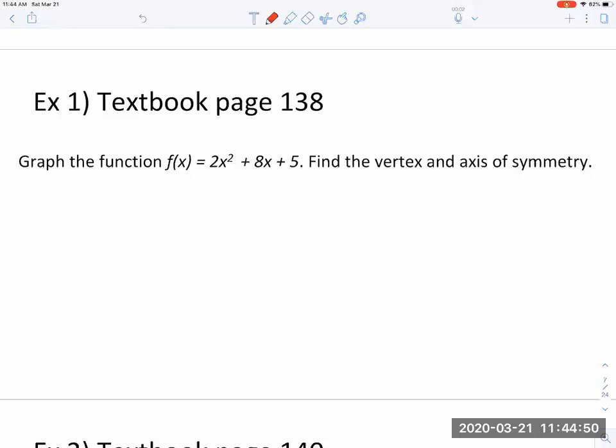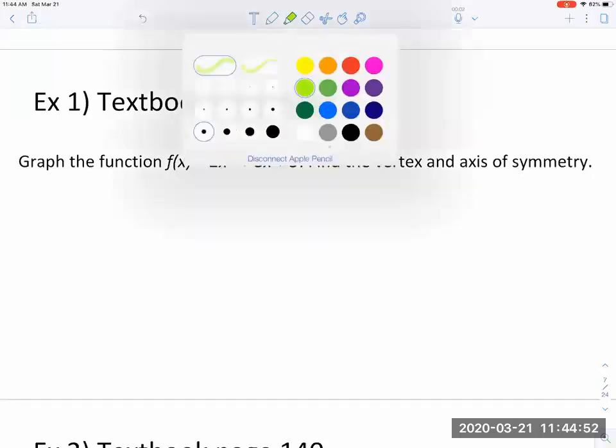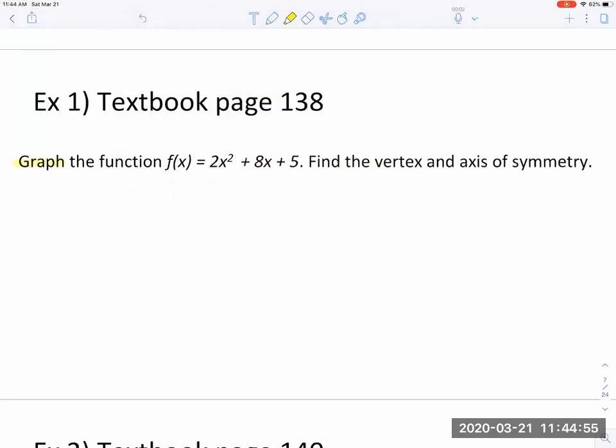So number 1, this question is asking, first, you're going to grab the function f of x equal to 2x squared plus 8x plus 5. And then you are going to find the vertex and axis of symmetry. So again, we are going to find out the graph first of this quadratic function. Since it is quadratic, it's going to be either U-shape or umbrella shape. And then once you graph it, we're going to find out the vertex point, which is either minimum or maximum point, and then its axis of symmetry.